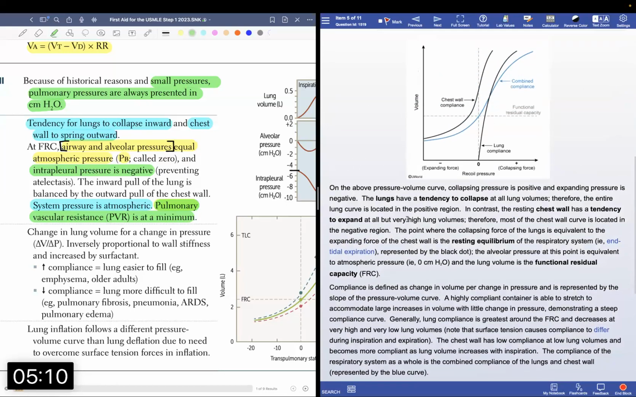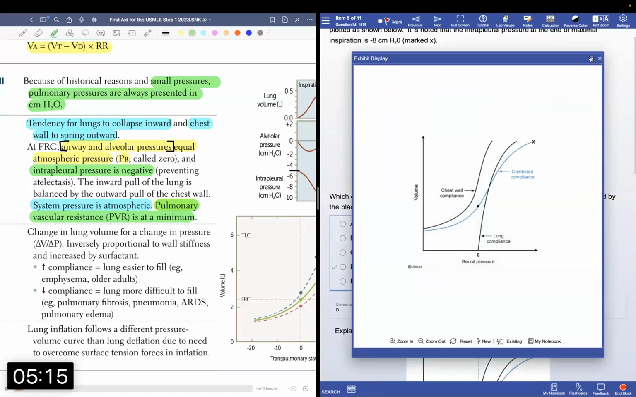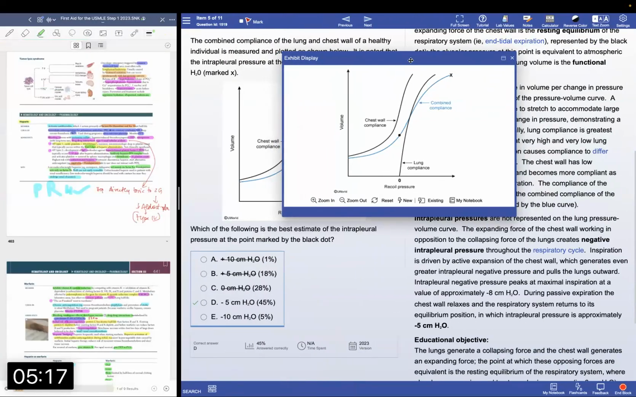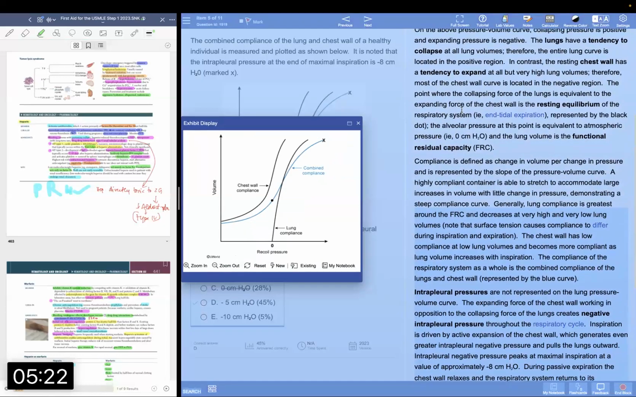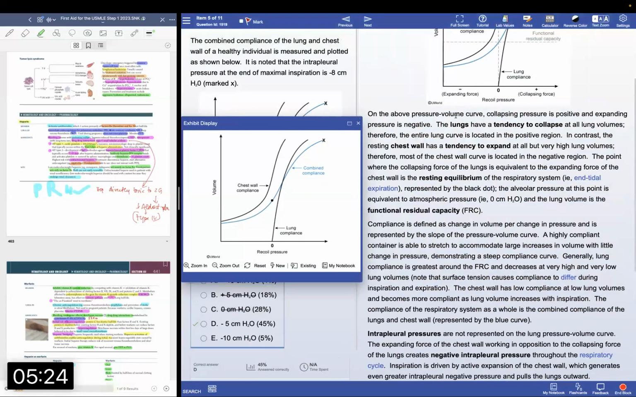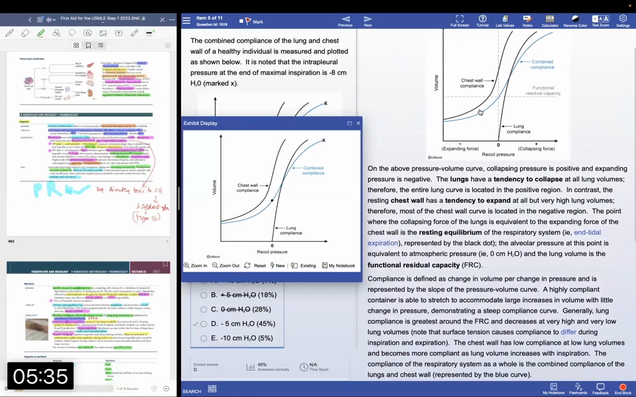Okay, let me read this. On the above pressure volume curve, the collapsing pressure is positive and the expanding pressure is negative. We are talking about this curve, I think. The lungs have a tendency to collapse at all lung volumes. Therefore, the entire lung curve is located in the positive region. This is what I just read, actually.